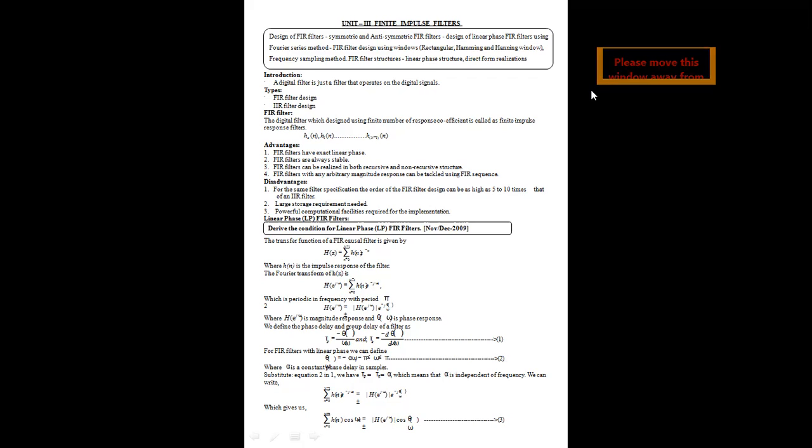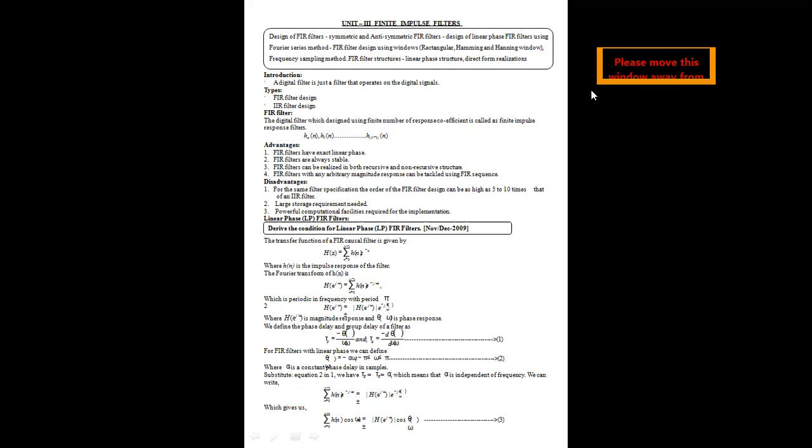This is periodic in frequency with a period of 2 pi. We will replace H of e to the power j omega with its magnitude response and phase response. So we write it as the modulus of H of e to the power j omega and the angle e to the power minus j theta of omega.